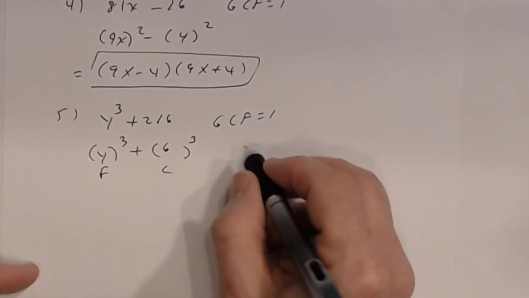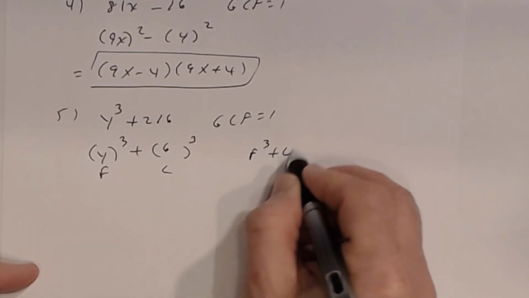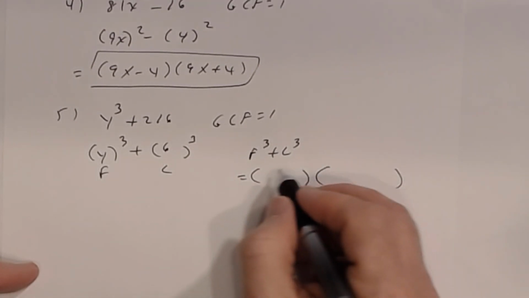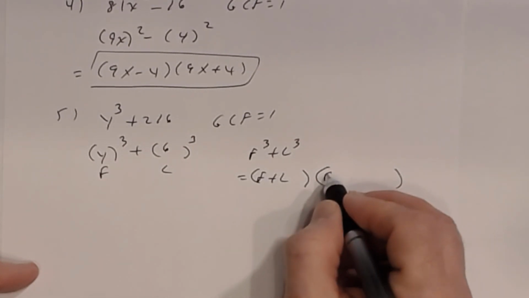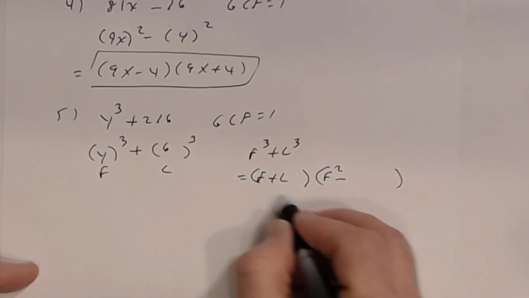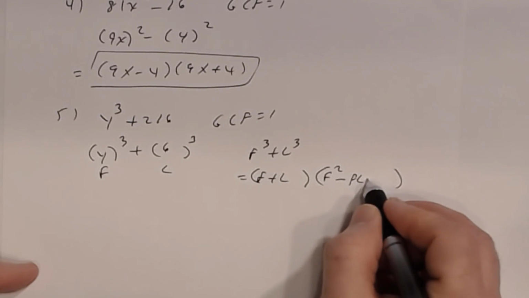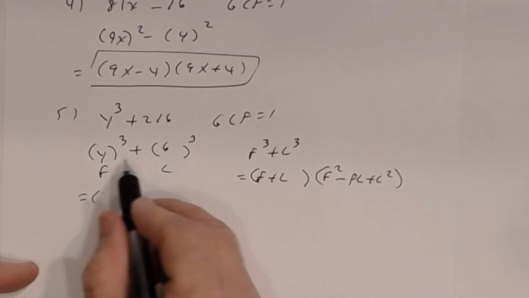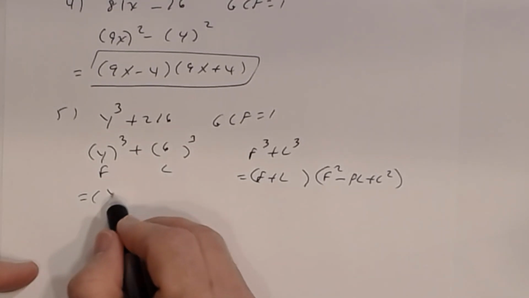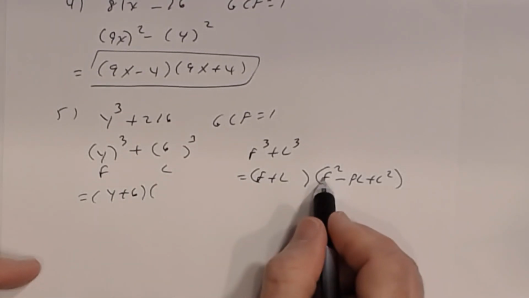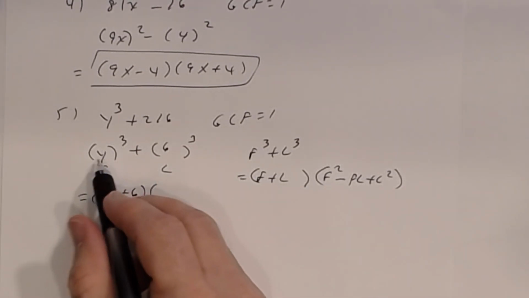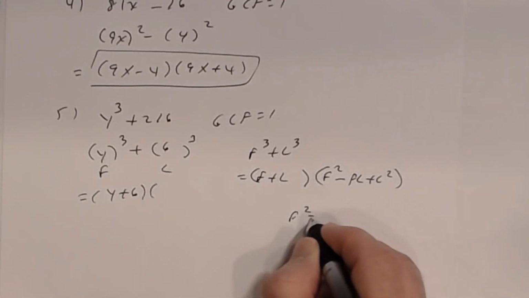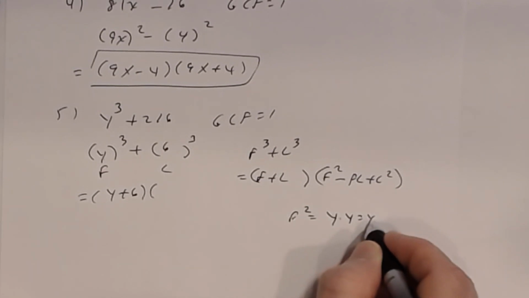So remember the sum of 2 cubes. So remember the formula. The sum of 2 cubes is this binomial times this trinomial. So it's F plus L times F squared minus, the sign changes, minus FL plus L squared. And so you get your binomial, which is y plus 6, times, and then F squared says I take y and I multiply by itself. So F squared here will be y times y, which is y squared. So that goes here.